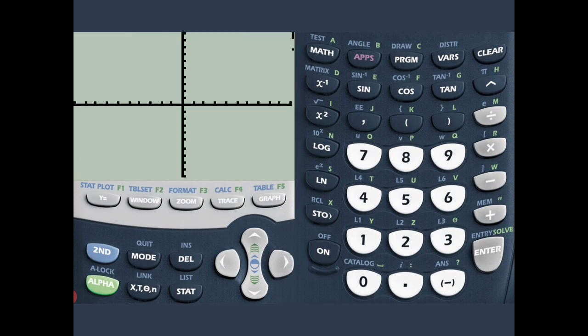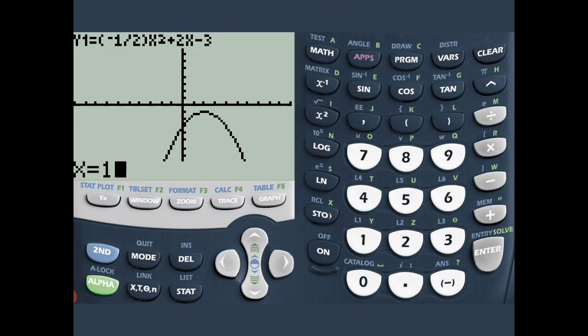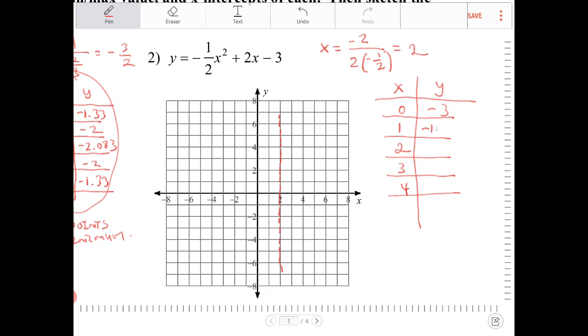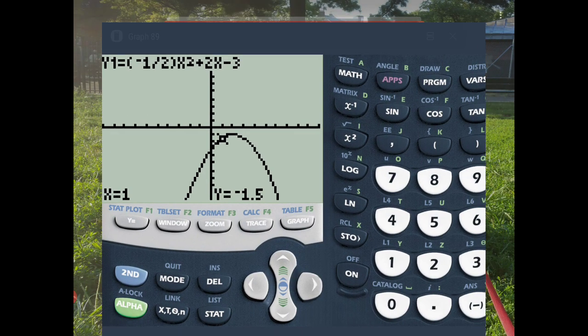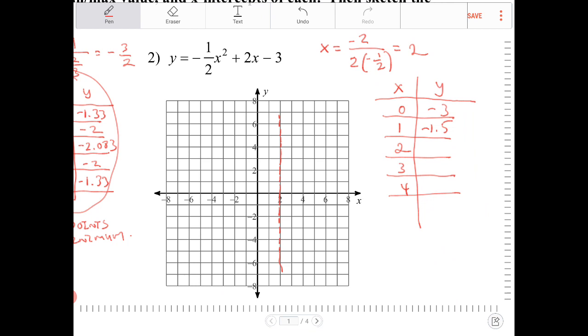So I'm going to hit trace. I'm going to hit 0, and it's at negative 3. So I go over here, and then at 1, it's at negative 1.5. And then I'm going to do it again at 2, and it's at negative 1. And it's going to be symmetrical.